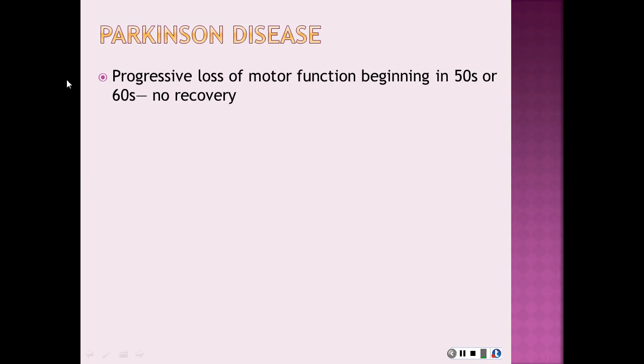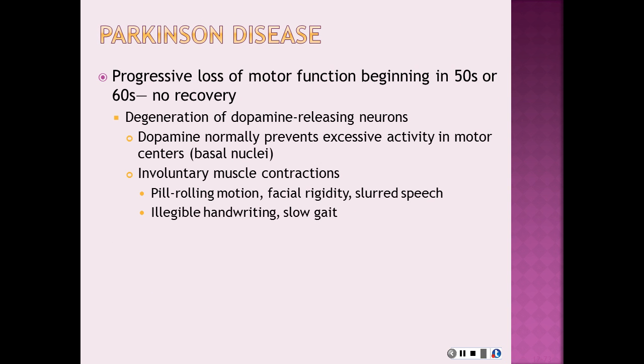Parkinson's disease is another neurological disease. It's a progressive loss of motor function, beginning obviously in the 50s and also in the 60s, and there is no recovery from it. Some famous people who had it are Michael J. Fox and the boxer Muhammad Ali. Then we have degeneration.